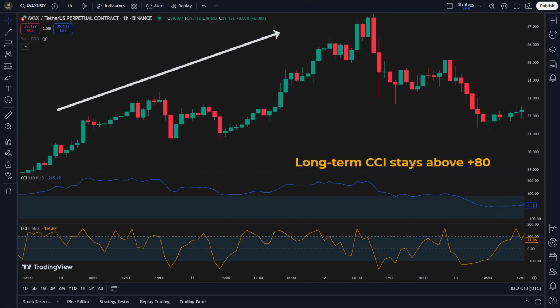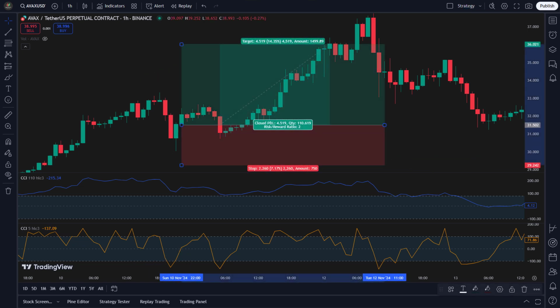When the 110-period CCI stays above plus 80, it indicates a strong upward trend. Now, we wait for the 5-period CCI to pull back to negative 100, and we enter the trade. Then we use an ATR-based stop loss, with a 2-to-1 risk-reward ratio for take profit. We can see that it's a winning trade.